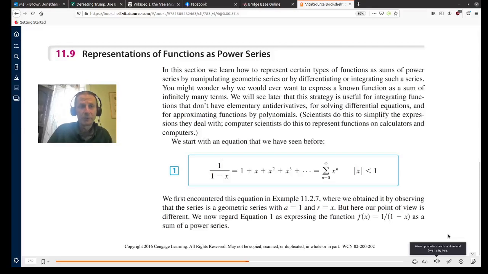So the first example of this comes from the formula we have for geometric power series. Recall that the series 1 plus r plus r squared and so on is equal to 1 over 1 minus r, provided that the absolute value of r is less than 1. If we replace r with the variable x, then it tells us that the function 1 over 1 minus x is equal to the power series 1 plus x plus x squared and so on, so long as the absolute value of x is less than 1. So this is the first function that we now have represented as a power series.